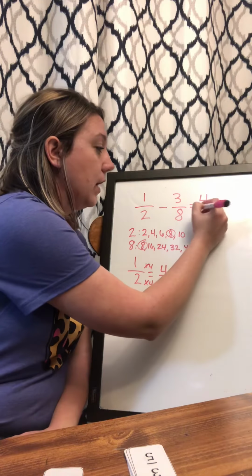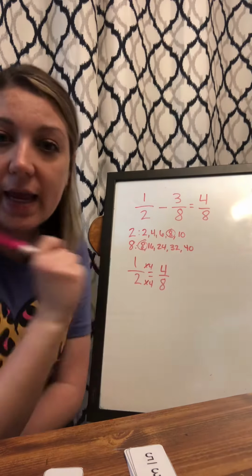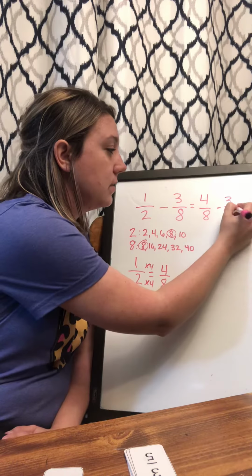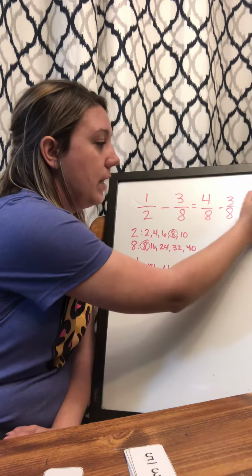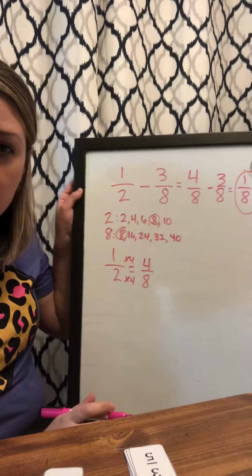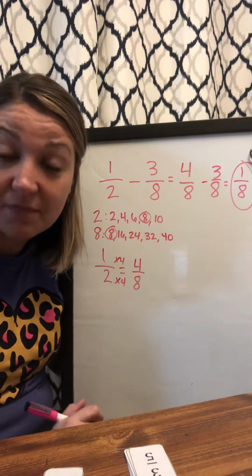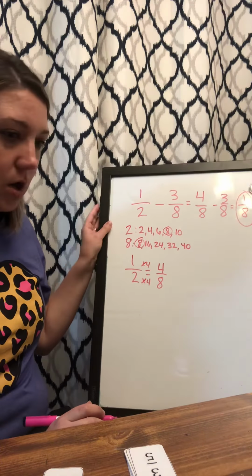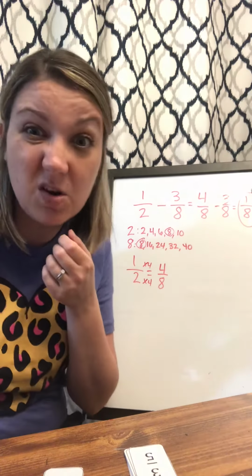So I have 4/8, and looky here, 8 is already there for the other fraction. So 4/8 minus 3/8 equals 1/8. So my answer is 1/8. Okay, pretty easy. So let me go ahead and grab another one.